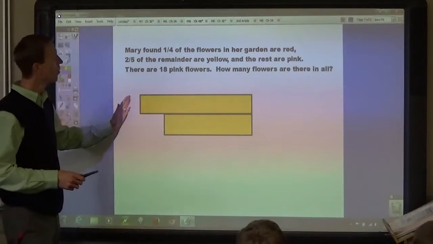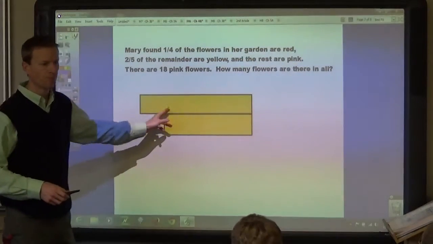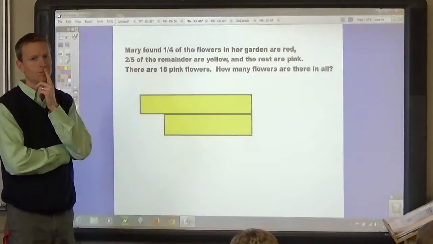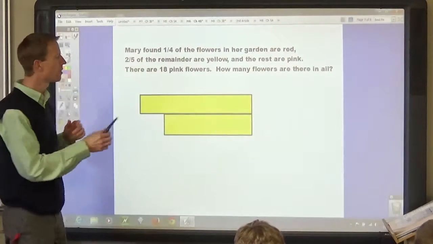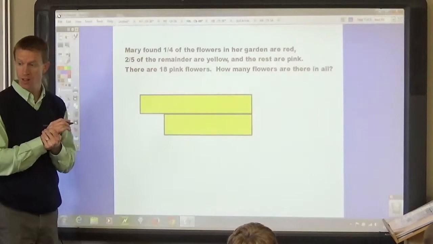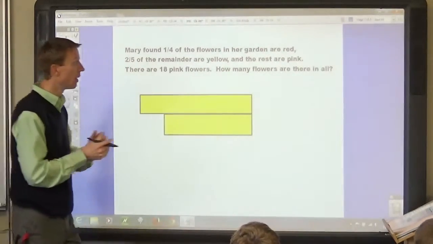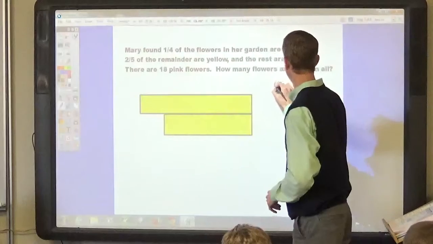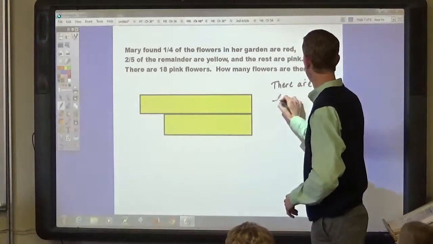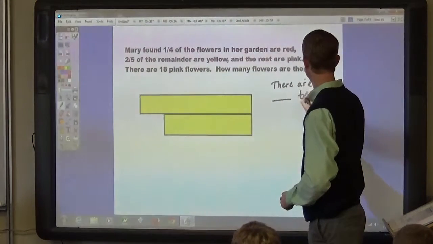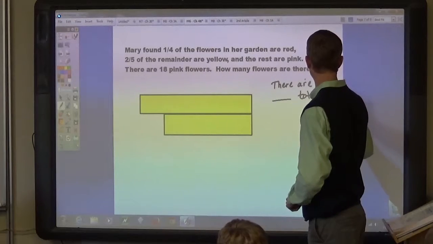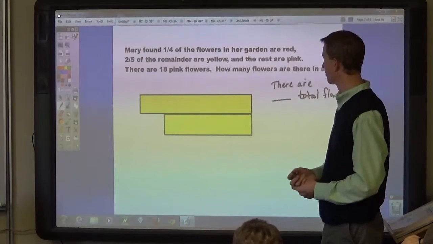So what are we going to cut the first bar into? Well, wait, let's start with an answer statement, actually. What are we looking for? In all, right. How many total flowers? There are blank total flowers. Right?